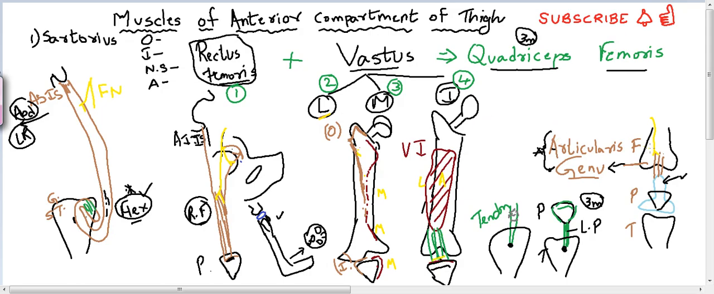Articularis genu takes origin from the anterior surface of the lower 1/4 of femur. Insertion, suprapatellar bursa of the synovial membrane of knee joint. Action, it pulls out the synovial membrane during extension of the knee joint. Now supply femoral nerve, so it protects the synovial membrane.